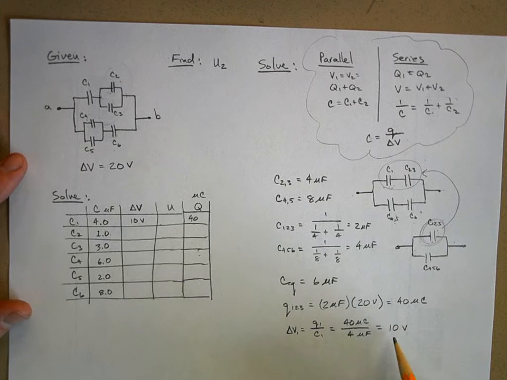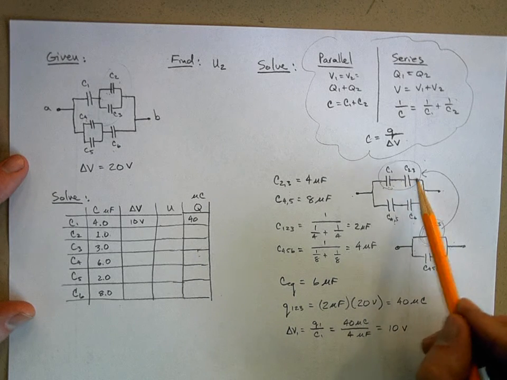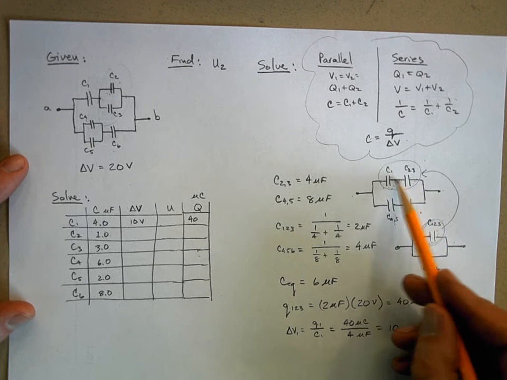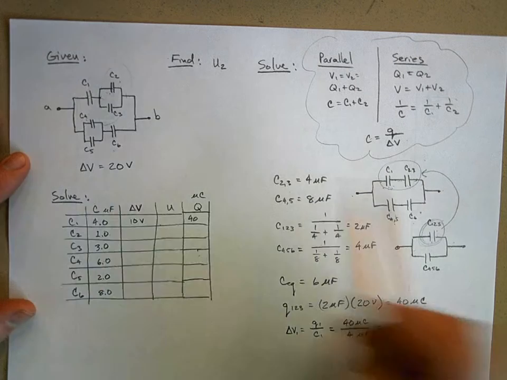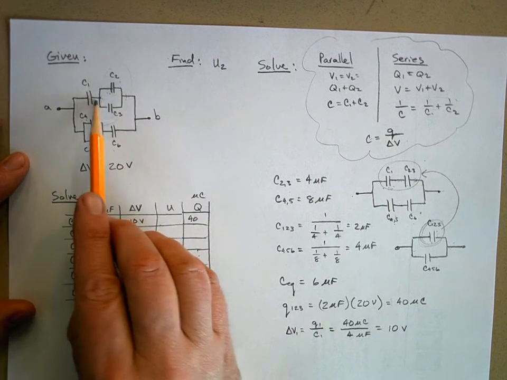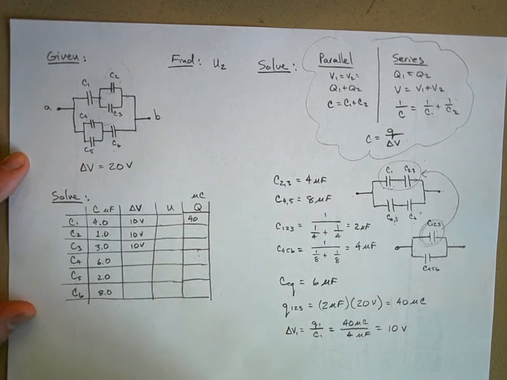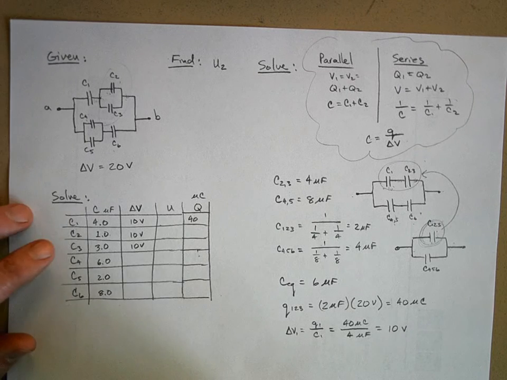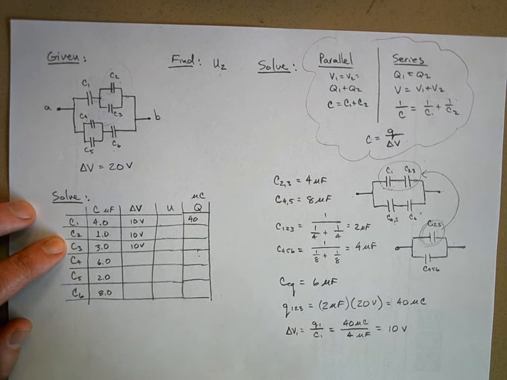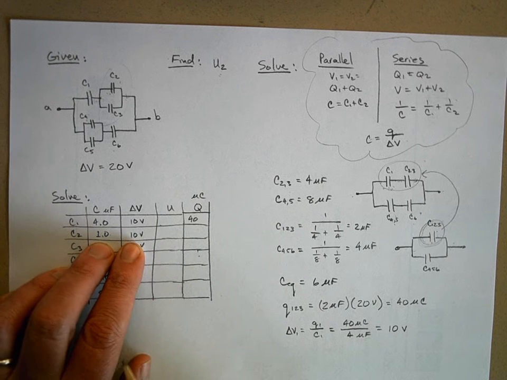Oh, but look. If this is 10 volts, what does this have to be? That has to be 10 volts as well. But if this is 10 volts, now I'm going to go back over here. C2 and C3, this is equivalent of C2 and C3, but they have the same voltage drop. So now I know that C2 and C3 both have voltage drops of 10 volts. But remember, what I really wanted was how much energy is stored on capacitor 2. Well, now I know what its capacitance is, and I know what its voltage is.